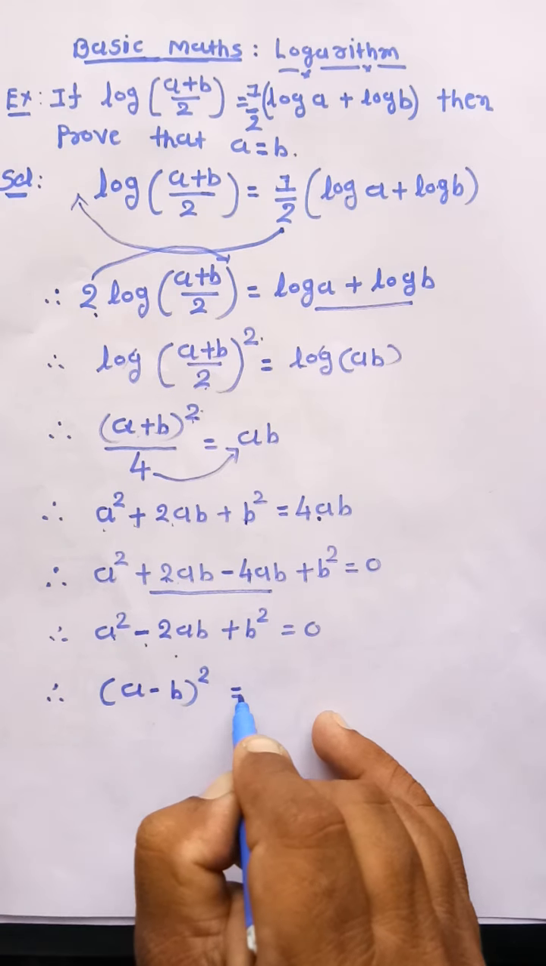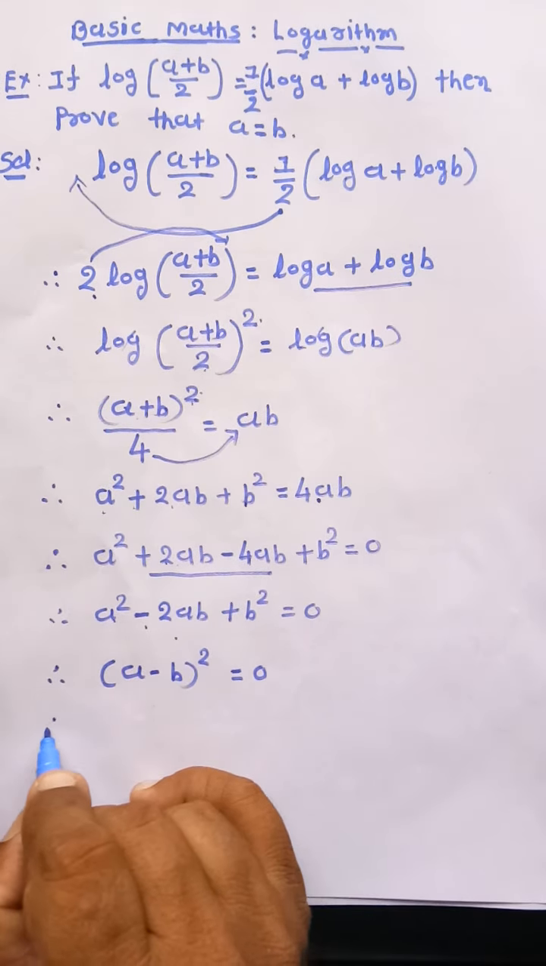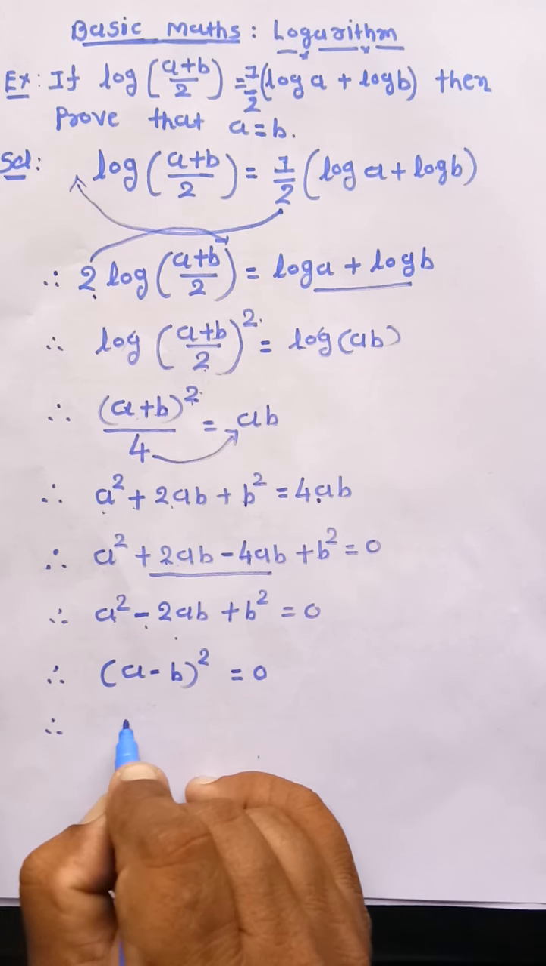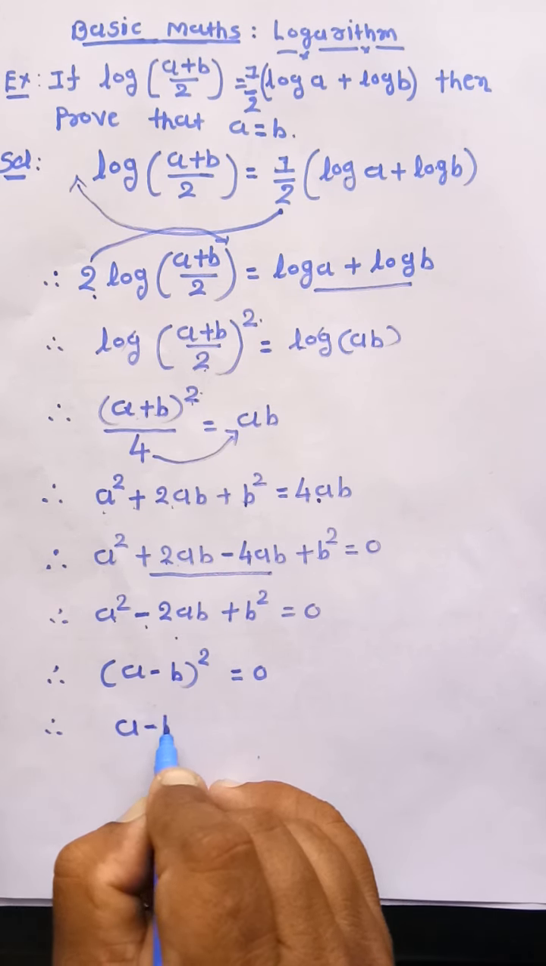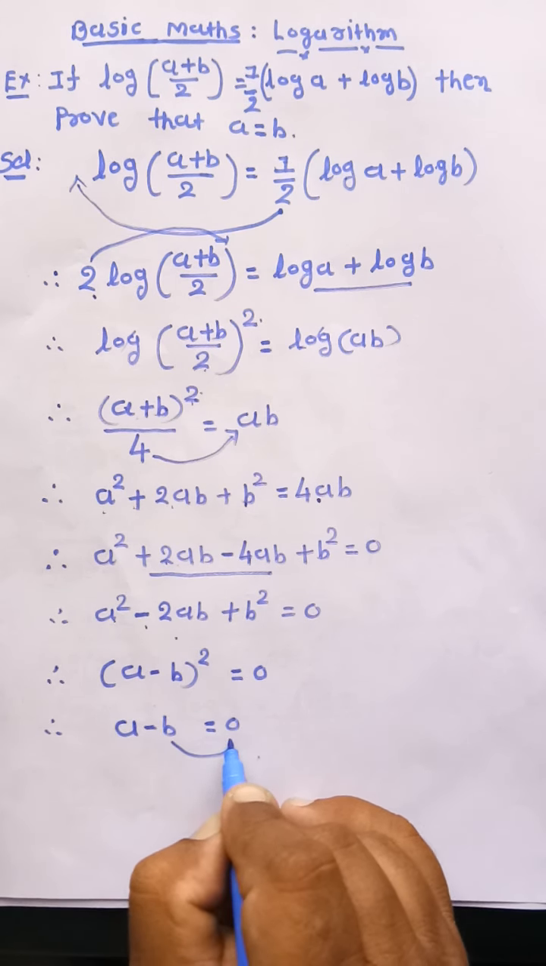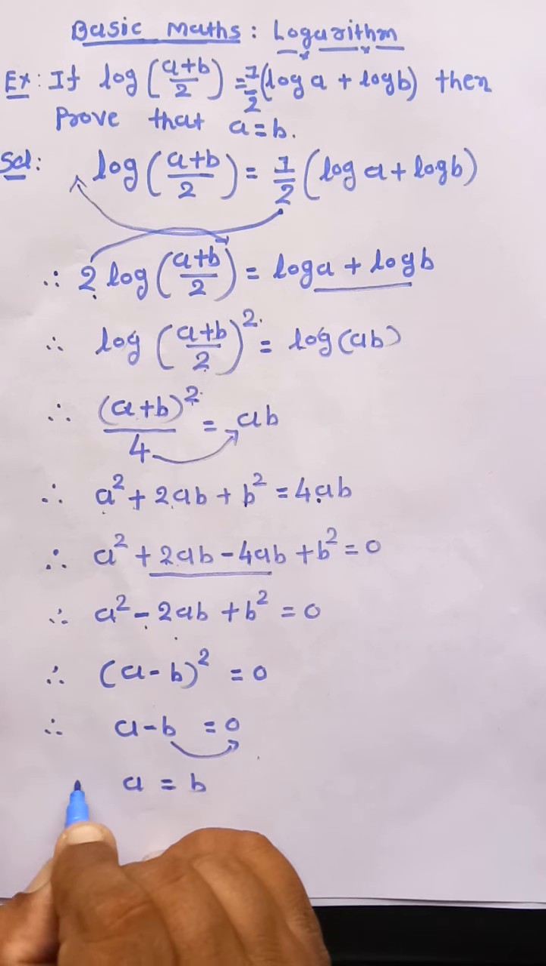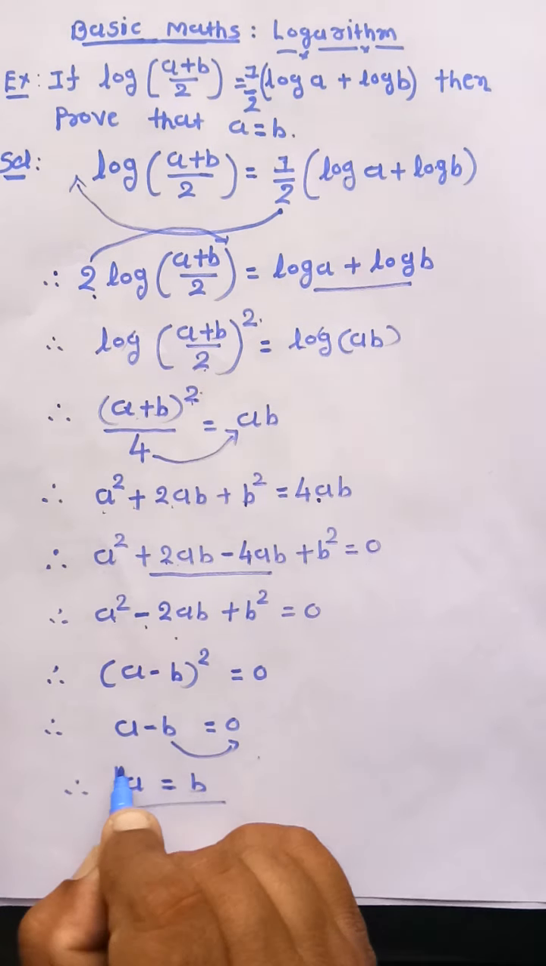is equal to 0. Now square root of both sides, so square root of (a minus b) whole square is a minus b, and square root of 0 is equal to 0. Now here b is minus, then on the other side is plus, so a is equal to b. That is our answer. Hence proved.